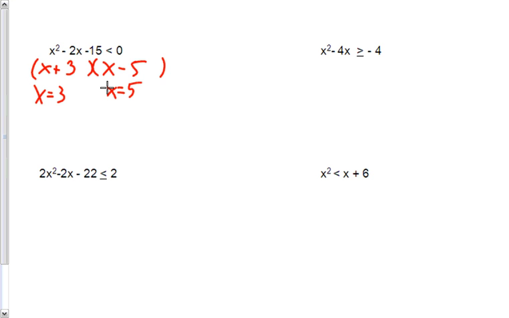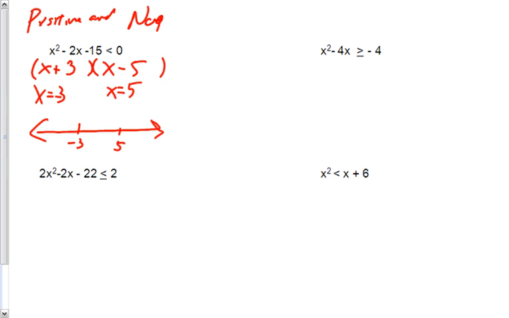Now, what we're going to do is establish our sign chart. Our sign chart has our roots on it. So, oops, that's a minus 3. You put minus 3 and a plus 5 on there. Our goal is to test where it is positive and negative. Since it's less than 0, we're looking for negatives. We want to see the region that's negative.